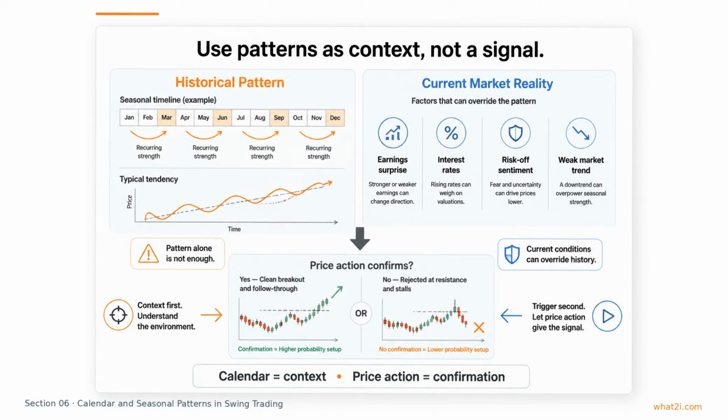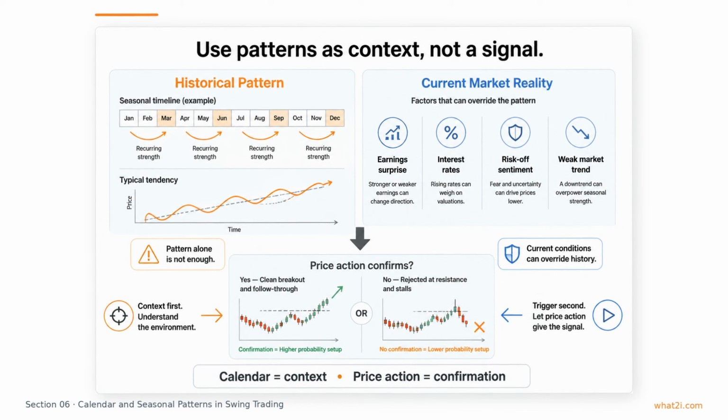A tendency that worked repeatedly in the past can fail in any given year because earnings, rates, macro shocks, or broad risk-off selling can override it completely. That is why pattern-based trading becomes dangerous when the trader treats history like certainty. Instead, think of the pattern as a background condition. It may support a bullish or bearish idea, but current market conditions still have the final say. Price action must confirm the setup before capital is committed. In practical terms, the calendar gives the theme, and the chart gives the trigger.